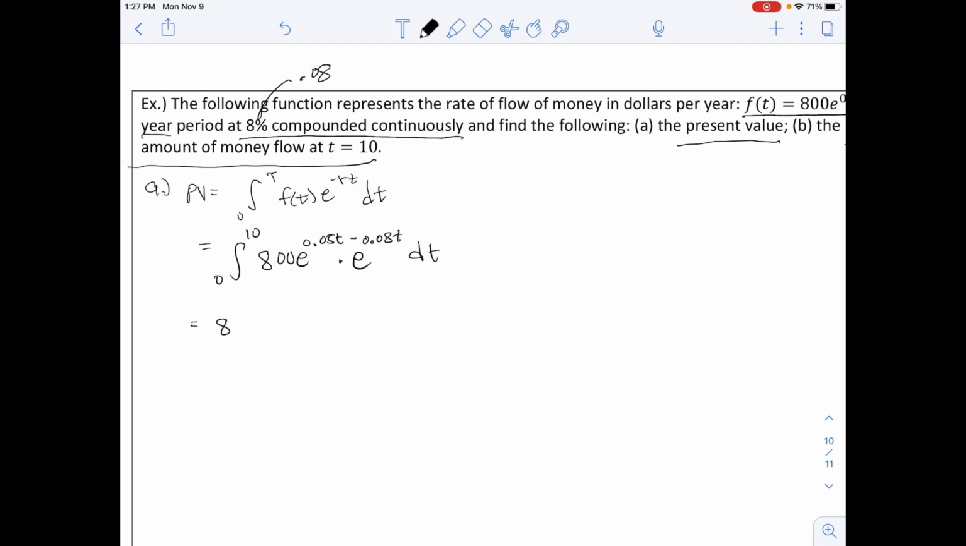So from here, we are going to rewrite this. You can move the 800 out in front, and we have the integral from 0 to 10. You can combine our e exponents because they have the same base. So doing that, you're going to add together your exponents, and so we have 0.05t plus negative 0.08t, which works out to be e to the negative 0.03t dt. And we can integrate this from our formulas that we had back in last chapter. This is going to be e to the negative 0.03t divided by that same value, negative 0.03, and again, we are going to be evaluating this from t equals 0 to 10.